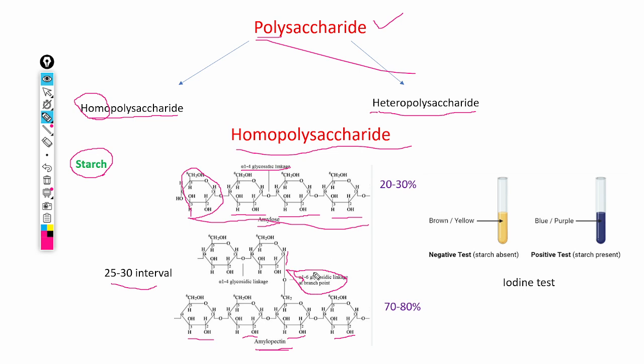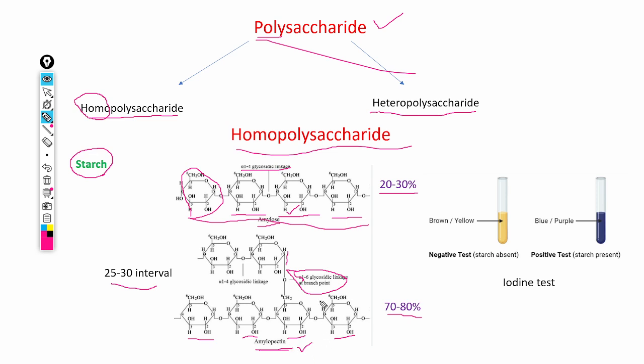So that's why there are two components. One is amylose, which is the simplest structure, and the other is amylopectin, which is a branched or complex structure. In starch, both amylose and amylopectin are present. Amylose is a maximum of 20 to 30%, and 70 to 80% is amylopectin.